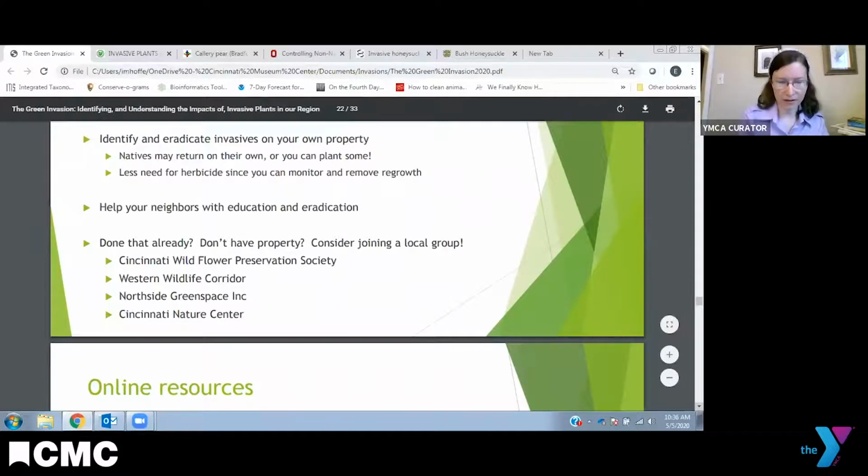Another one is Cincinnati Nature Center, and they are working mostly on their own property to eradicate invasive species and encourage natives. And then another one is Western Wildlife Corridor, and they work on the western side of Cincinnati, and they have several properties where they remove invasive species and promote wildflower growth. Another one is Northside Green Space, and they work in Buttercup Valley, which is where the photos of the healthy forest that I showed you came from.